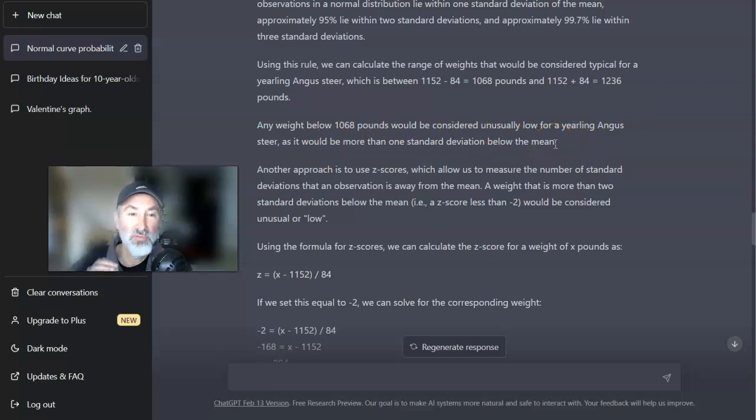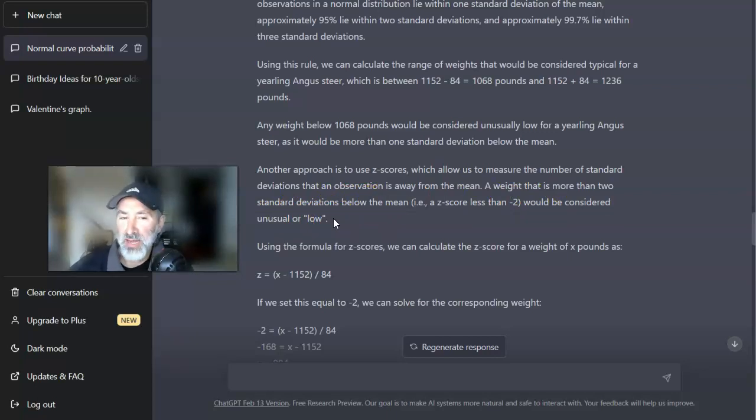Well, first of all, I love the language that they're using. That's great. If one of my students spoke like this when trying to answer a problem, I'd be very proud of you. Now, they go on and say another approach is to use z-scores. So this is great. First they start with the empirical rule, and then they decide to use z-scores, for which they could use a calculator or a z-table. They then say, which allow us to measure the number of standard deviations that an observation is away from the mean. A weight that is more than 2 standard deviations below the mean would be considered unusual or low.